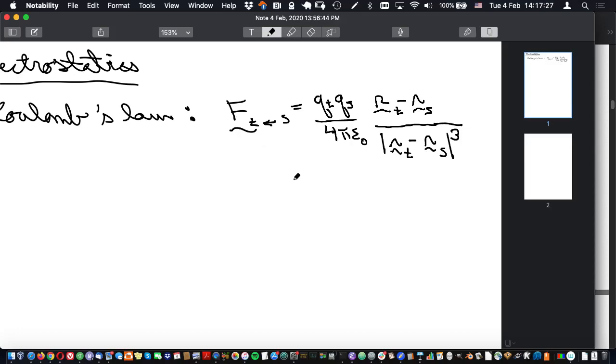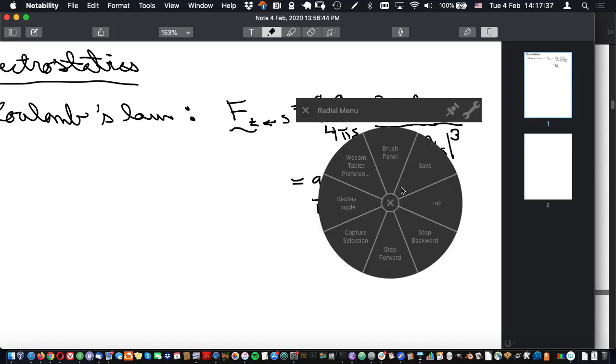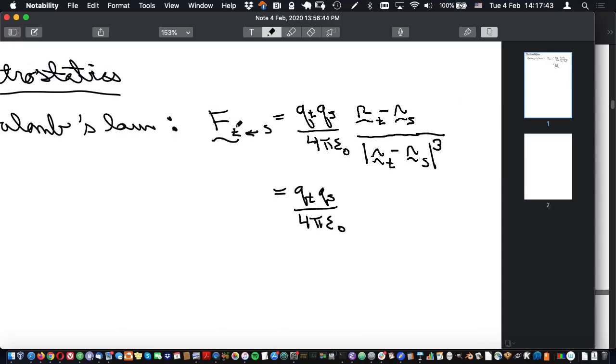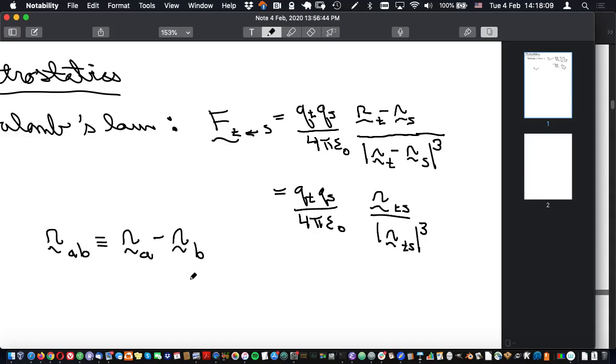Okay. I could also say that it's going to be QT QS divided by 4 pi epsilon 0. And now I will simplify the notation by saying it's RTS divided by RTS cubed. Okay? So what I mean by RAB is that it's the difference between the position of the A with the position of the B. Okay? So this is just notation.